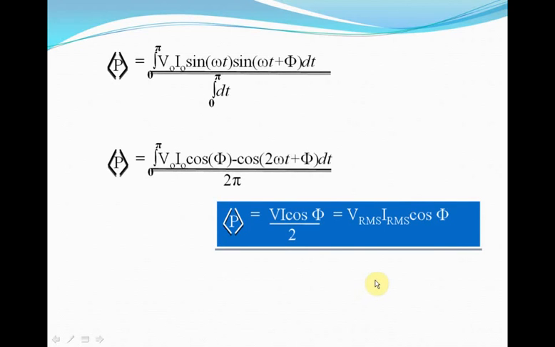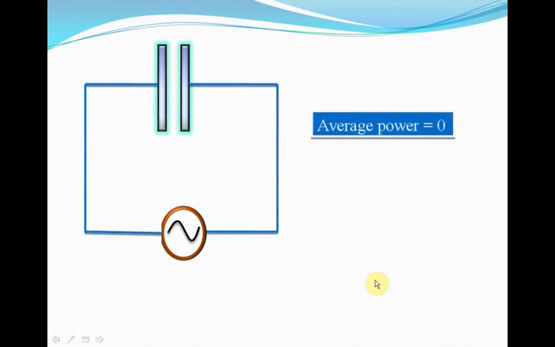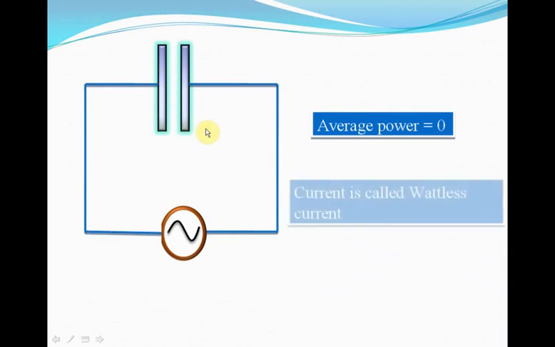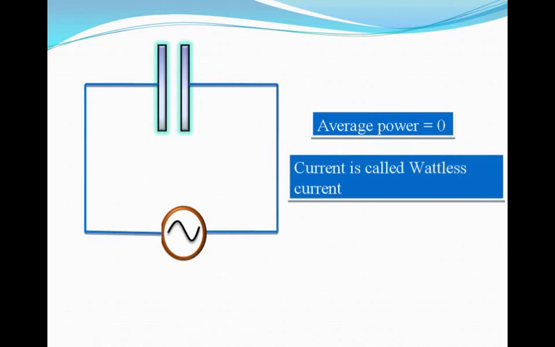In the case of only a capacitor circuit, the average power is 0. We just said that average power is Vrms Irms cos phi. But in the case of a capacitor, the phase angle between the current and the voltage is 90 degrees and cos 90 degrees is 0, isn't it? So in this case, the average power is 0.